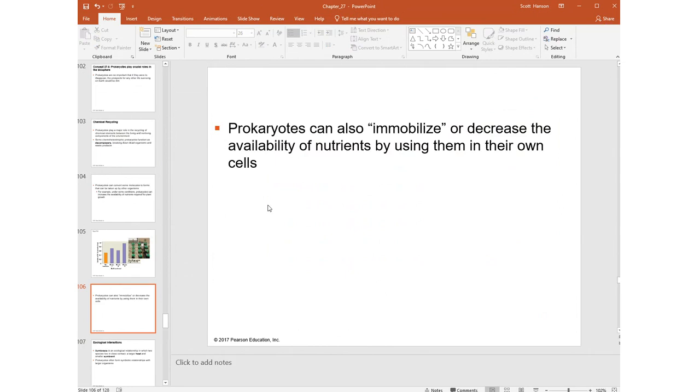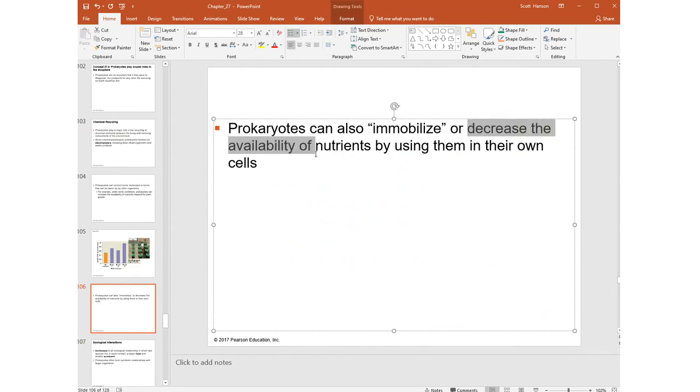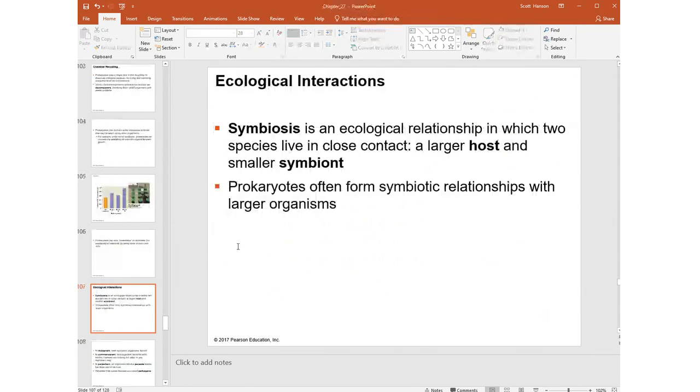So then prokaryotes can also immobilize or decrease the availability of nutrients by using them themselves rather than letting other species use them.